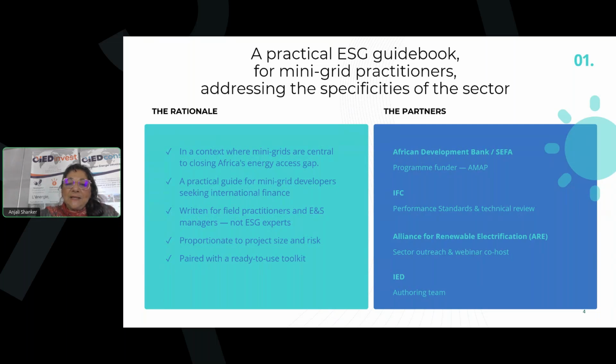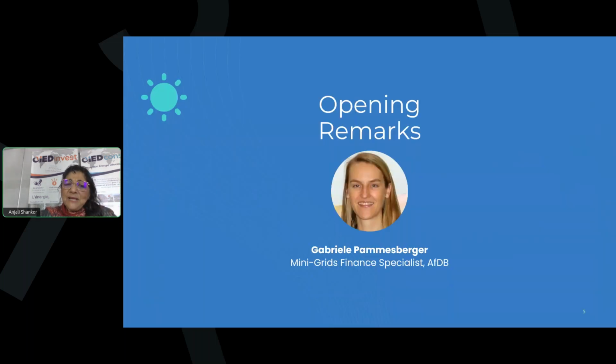This is a practical guide for developers who are seeking international finance, to help comply with the ESG guidance provided by the international finance community. It is written for field practitioners and environmental and social managers. It's not for ESG experts. The idea also is to provide an approach which is proportionate to project size and risk, and also paired with a ready-to-use toolkit.